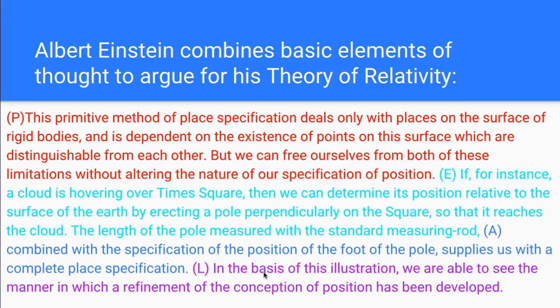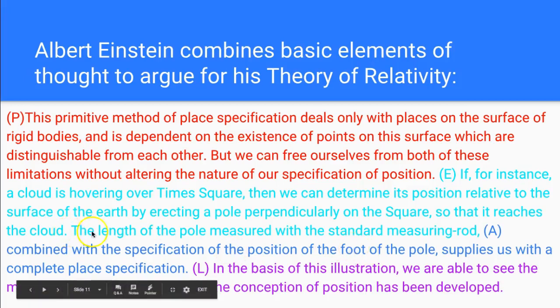If a cloud is hovering over Times Square, we can determine its position relative to the surface of the Earth by putting a pole in the ground that rises up into the cloud, and then the length of the pole measured with the standard measuring rod combined with the specification of the position from the foot of the pole supplies us with a complete place specification. So it's really easy, some basic trigonometry there. Actually, this darker blue should be right there. Oh well, anyway. And then finally he's got a link here.